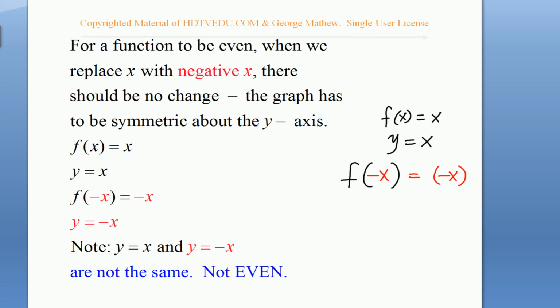So f of x equals x, y equals x, and f of negative x, you see it is not the same as x, it is negative x. So because of that reason, our function f of x equals x is not even. And as you can see, y equals x and y equals negative x are not the same.